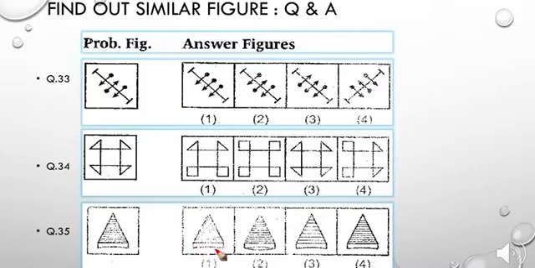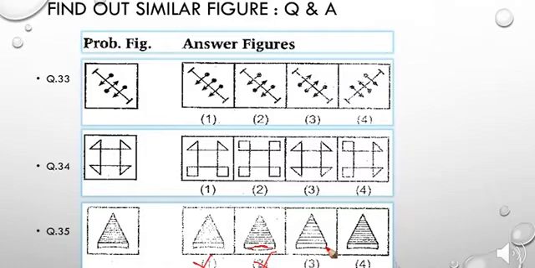So let's check. In option 1, we can see that inside the triangle there are no parallel lines. So this is ruled out. In option 2, this triangle on the upper side is the same. Inside parallel lines are also the same. But here in the cylindrical formation there is an extra design given. This design we are talking about, this design. It is not there in the problem figure, so this is also ruled out.